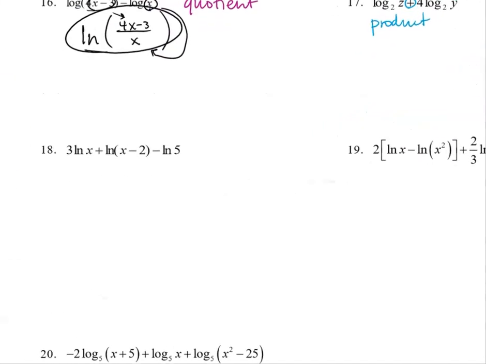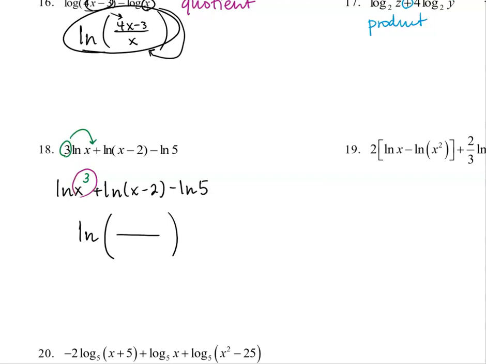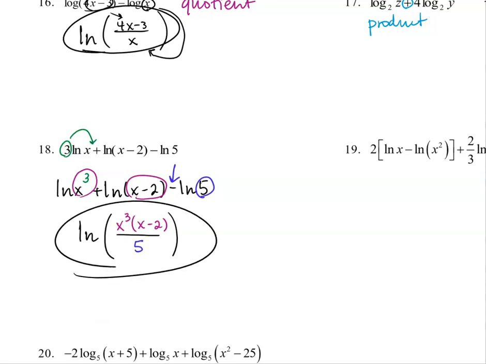So when we start example 18, we're again going to have to start with the power rule because we have that 3 that needs to get sent to be the exponent on the x that's inside of that natural log. And then I'll bring down everything else that's there. Our goal is to combine this into one logarithm. That logarithm will have a fraction in it, and the things that were inside the positive logarithms, like x cubed and x minus 2, will go in the numerator, and the things that were inside the negative logarithm, like 5, will go in the denominator.